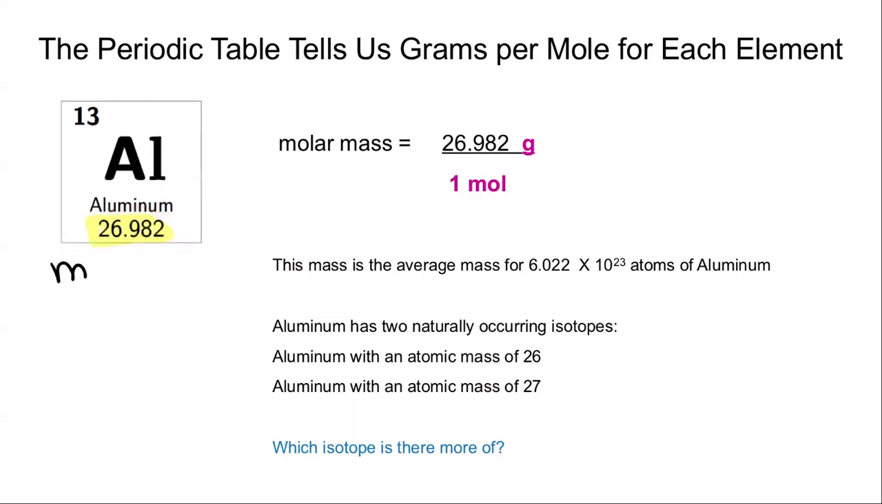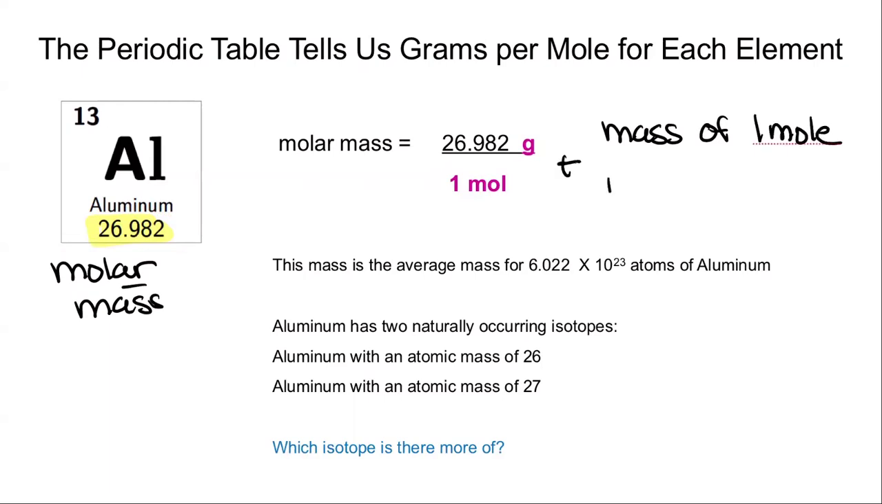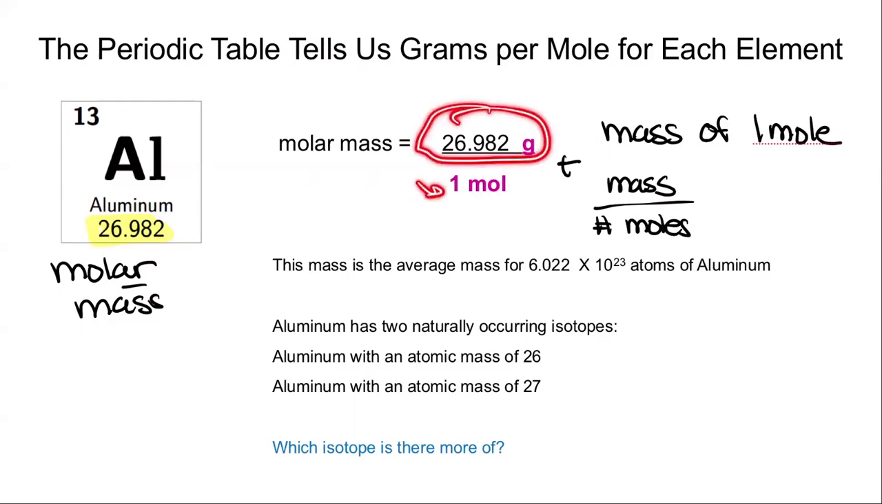So that is our molar mass. Now that's just like it sounds, molar mass. It's the mass of 1 mole. Also can be written as the mass where the number of moles equals 1. So aluminum has a molar mass of 26.982 grams per mole.